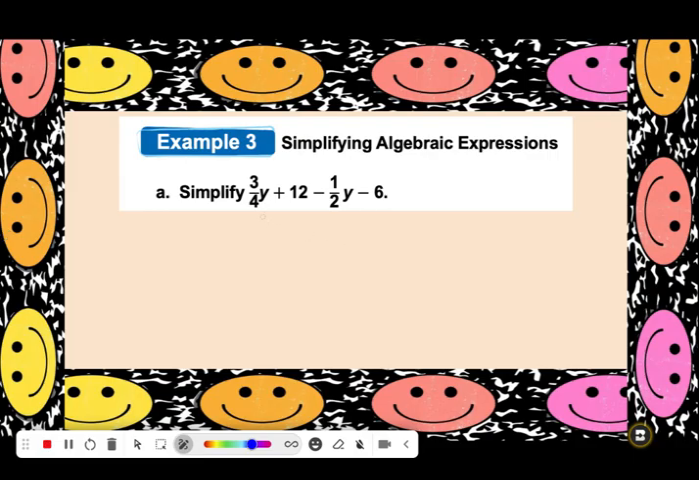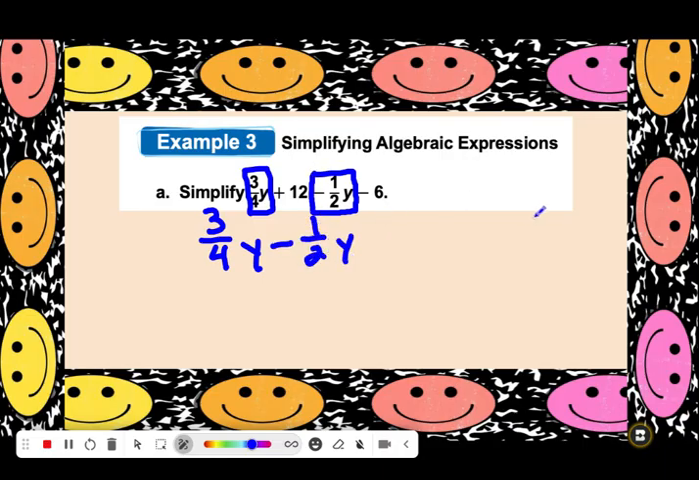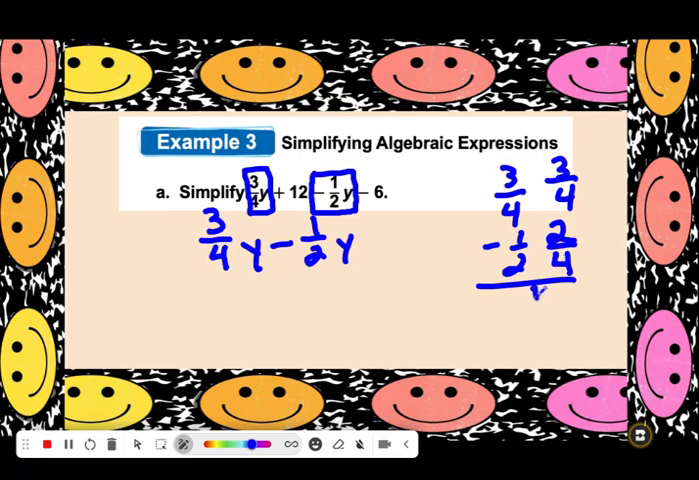Okay, now they're getting more difficult, but we're still going to do the same thing. Let's find our like terms. We have 3/4 y, and we have negative, you have to take the sign before the number, -1/2 y. So 3/4 minus 1/2. We need common denominators. 1/2 we know is 2/4. So 3/4 minus 2/4 is 1/4 y.